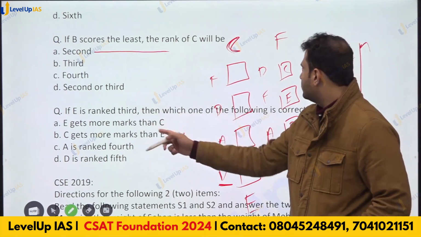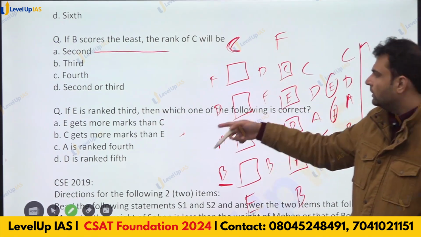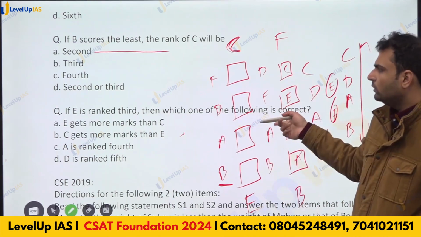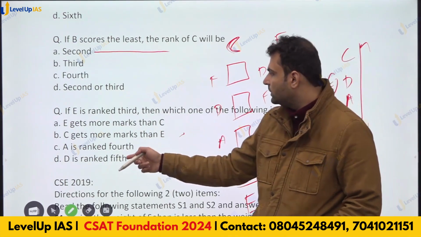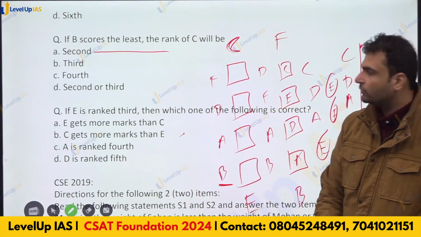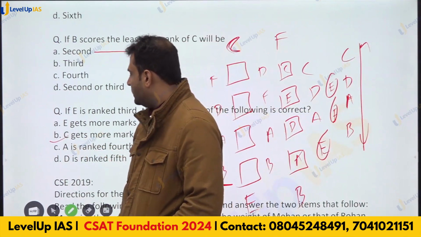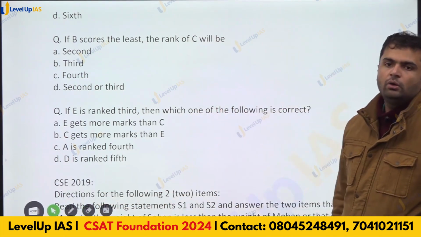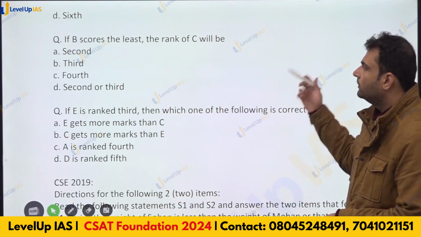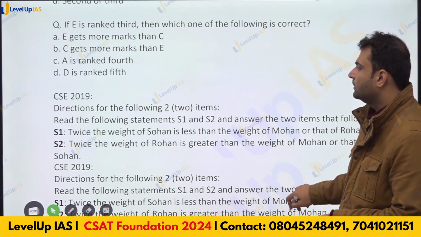Does E get more marks than C? Definitely not. C gets more marks than E? True. A is ranked 4th? 1, 2, 3, 4. No, D is ranked 4th. D is ranked 5th? No, A is ranked 5th. So here the answer would be B. This is how you need to solve by logically deducing information out of the given data.